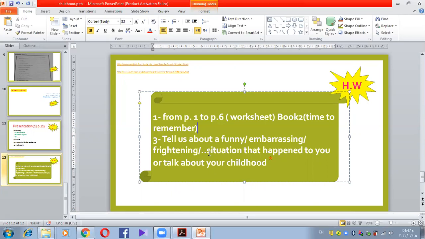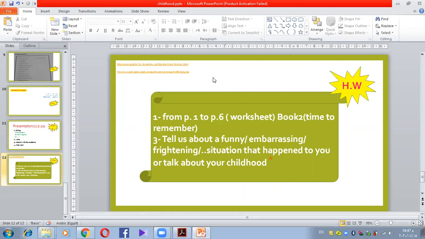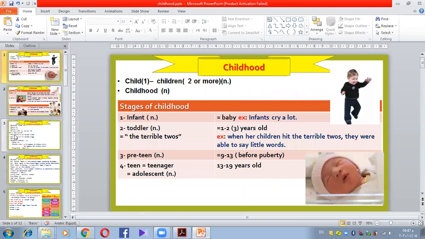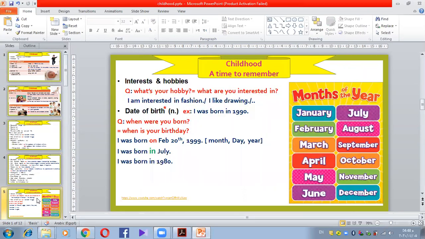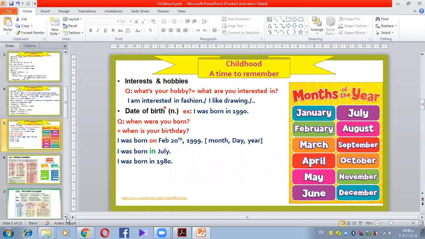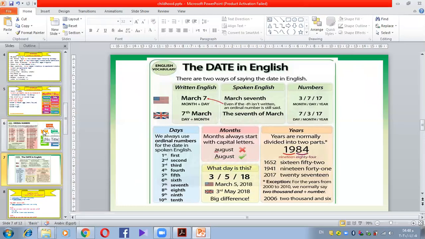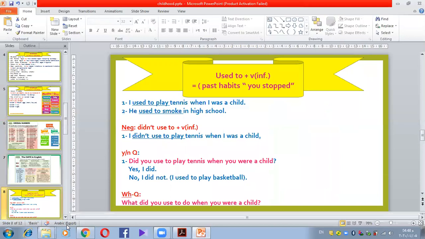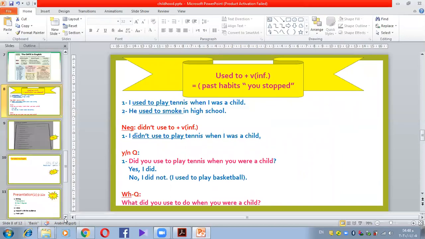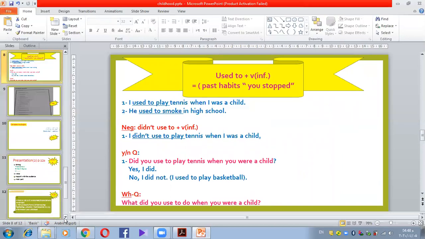I think I gave you the short stories before, so I'm not going to repeat it. Well, I think that's it. No more. So again, our topic was about childhood. We have taken some words about childhood, and how to speak about dates and the months of the year, and the prepositions that we can use, the difference between American and British English in dates, and how we can use ordinal or cardinal numbers. We have taken how to use used to, about past habits.